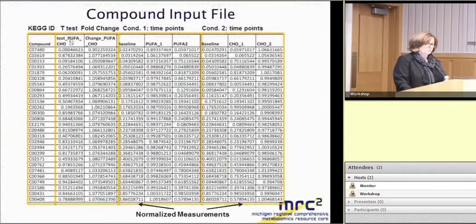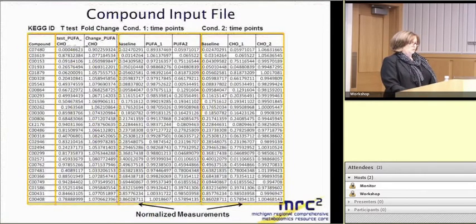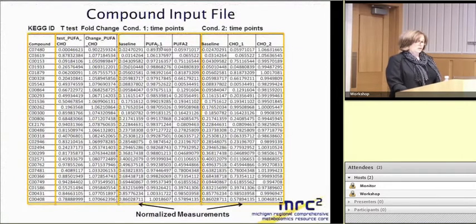It says t-test PUFA versus carbohydrate. And the second column, which you cannot read very well, says fold change. So this part is exactly the same as before. But look, here I have two different conditions now. I have baseline, and I have time point 1 for PUFA, and time point 2 for PUFA data. And similarly, I have these time points for carbohydrate data. And these are normalized measurements, by the way.